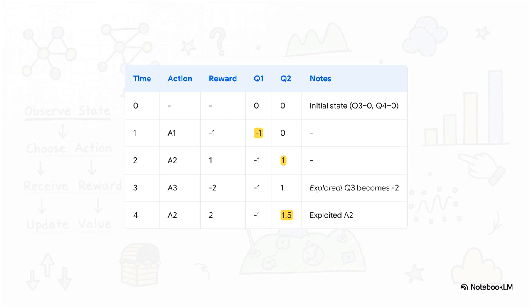Okay, time 4. The greedy choice is still A2. This time the agent exploits, chooses A2, and gets a big reward of 2. So how do we update Q2? Well, we average all the rewards for A2. We had a 1 before, now we have a 2. So 1 plus 2 is 3. Divided by the 2 times we've tried it, our new Q2 is 1.5. See how that works? It's this dance between exploring and exploiting that helps it learn.